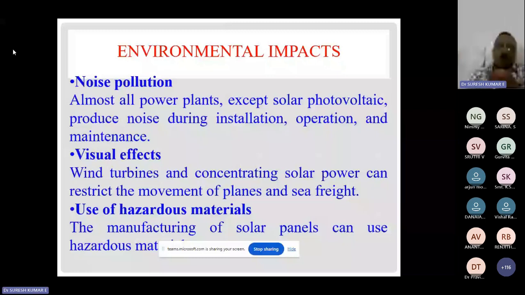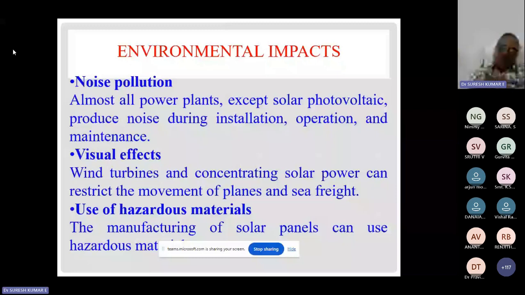Another major problem, the most important engineering problem. So far, we thought it was something of a humanities topic, but now we are moving to the engineering area, that is the use of hazardous materials. The manufacturing of solar panels can use hazardous materials. Generally we are saying that solar photovoltaics is a green source of energy. It is believed so, but actually it is not so.